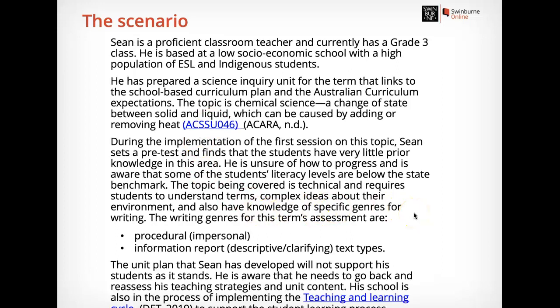They're also going to have to be writing. They might have to write their own procedure. They might have to write their own science report. So there's going to be writing of their own too.